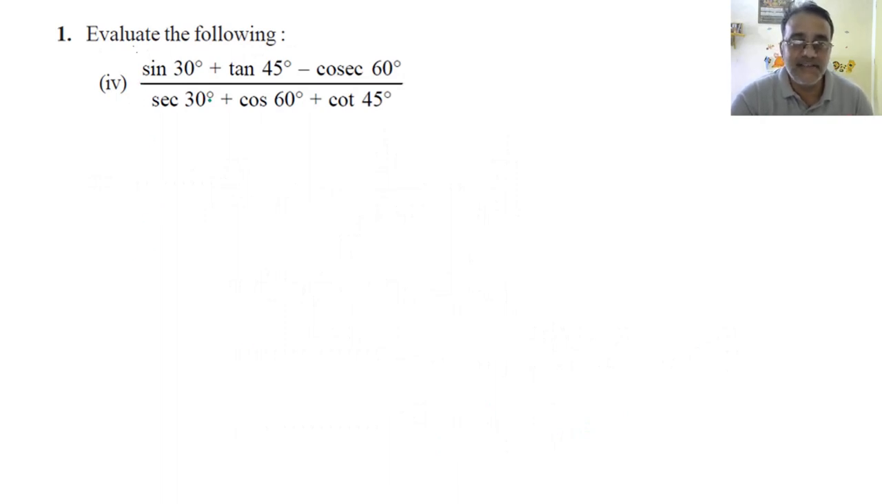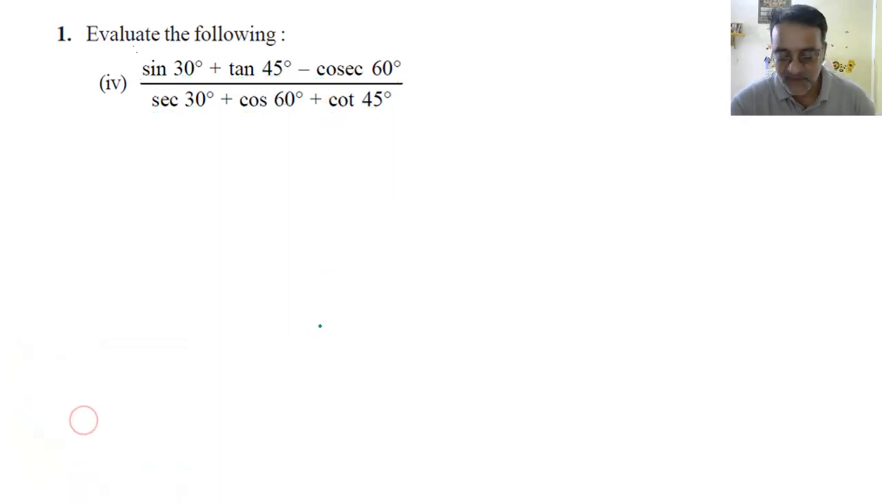Fourth bit: sine 30 degree plus tan 45 degree minus cosec 60 degree by sec 30 degree plus cos 60 degree plus cot 45 degree. So what is the value of sine 30 degree? 1 by 2. What is the value of tan 45 degree? 1. Cosec 60? 2 by root 3. Sec 30 degree? 2 by root 3. Cos 60? 1 by 2.